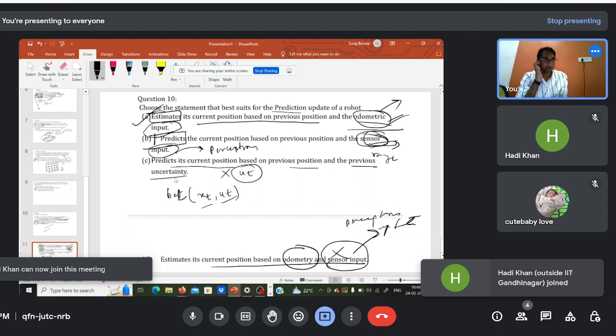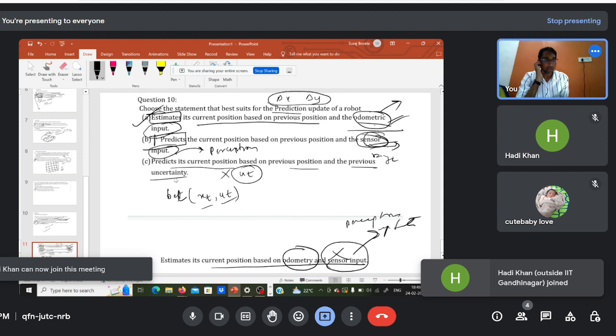But here, odometric input means how much motion has occurred, so delta x, delta y, or we can say how much the left wheel has turned or the right wheel has turned. Whereas sensor input means what the robot is seeing around it, what landmarks it is seeing. This doesn't happen in the prediction update, it happens in the perception update.